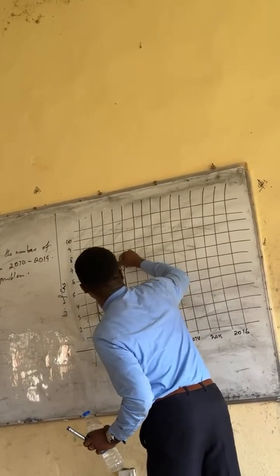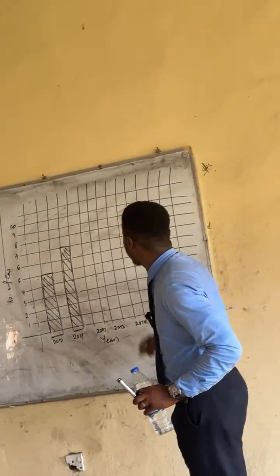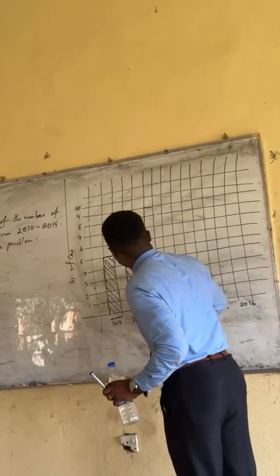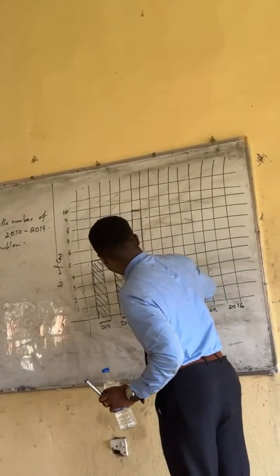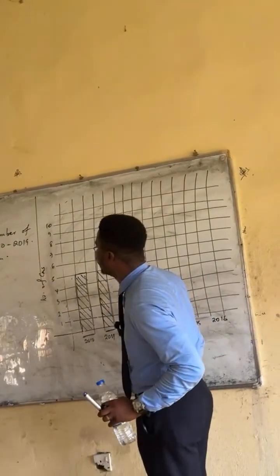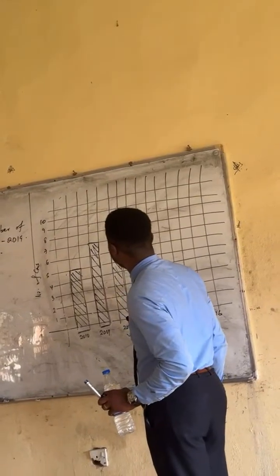You can shade this one. You see it? You come over to 212. You drag it up to what? 9. This will be for 9. You shade it. You come over to 210. 210, right?